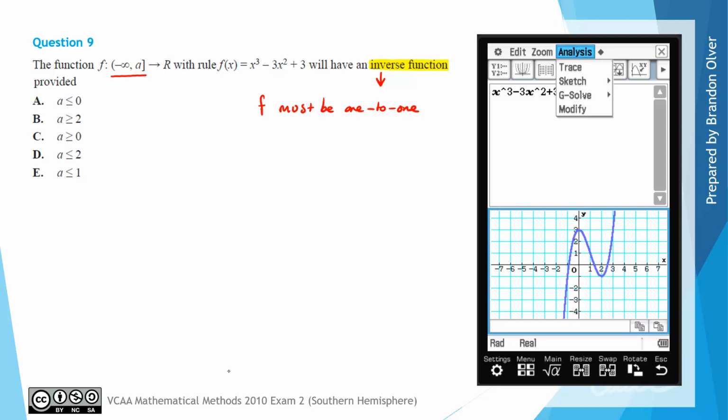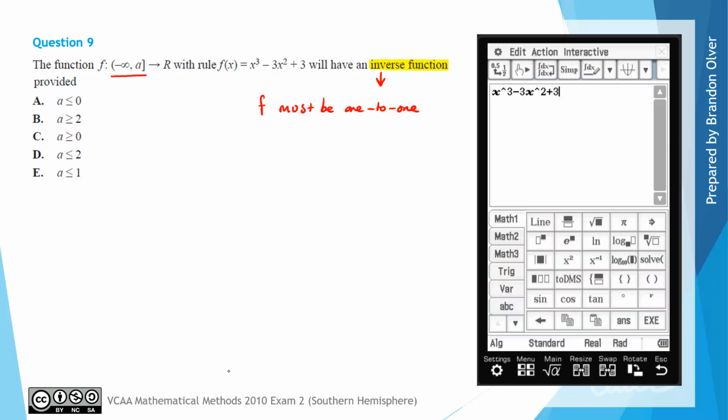Going Analysis, G-Solve, Maximum, hitting execute will lock that point on the graph at (0, 3), and Analysis, G-Solve, Minimum gives a minimum at (2, -1). We can see that there's a 1-to-1 section of the graph starting at negative infinity up until some value of a, and it will always be 1-to-1 as long as a is selected to be less than or equal to 0. So if we explore that a little bit further, I'm going to clear that out.